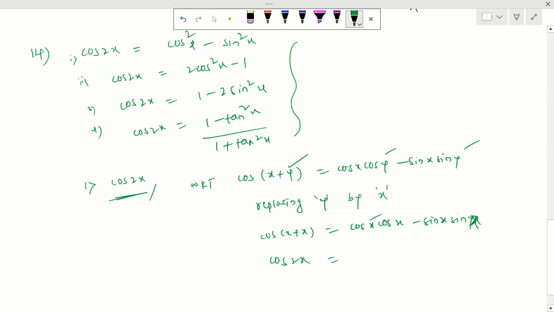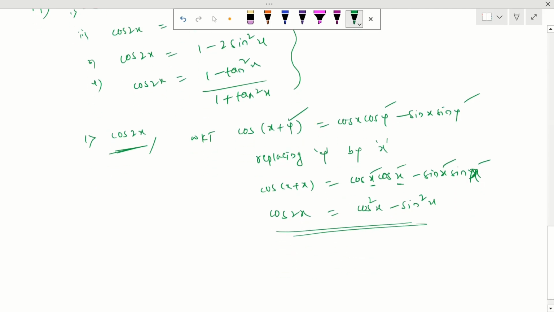Cos into cos, x is there, x is there, so we can write cos square x. Here x is there, so we can write sin square x. Is it right? Then it is proved. The first one is proved. Hence it is proved. Here you just write LHS is equal to RHS, then next write the statement, hence it is proved.